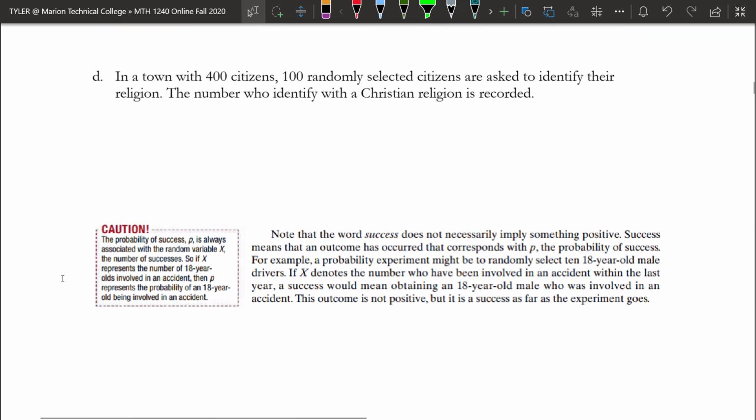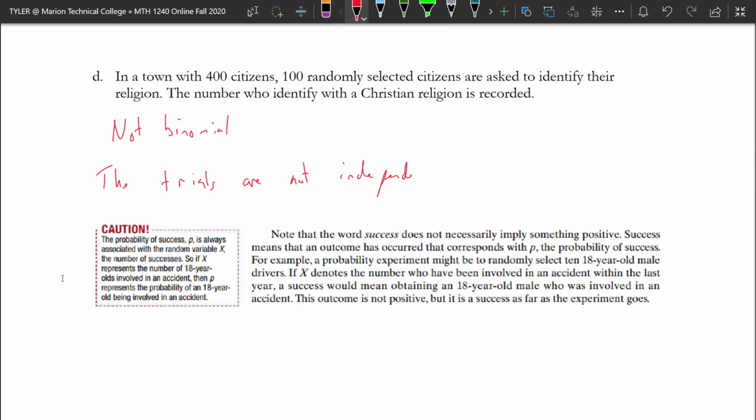So then part D. It says, in a town with 400 citizens, 100 randomly selected citizens are asked to identify their religion. The number who identify with a Christian religion is recorded. So this situation would actually be not binomial. And that's because the trials are not independent. Right? So since we're focusing on looking at just the town and we're randomly selecting the people in the town, that's what makes those not independent.